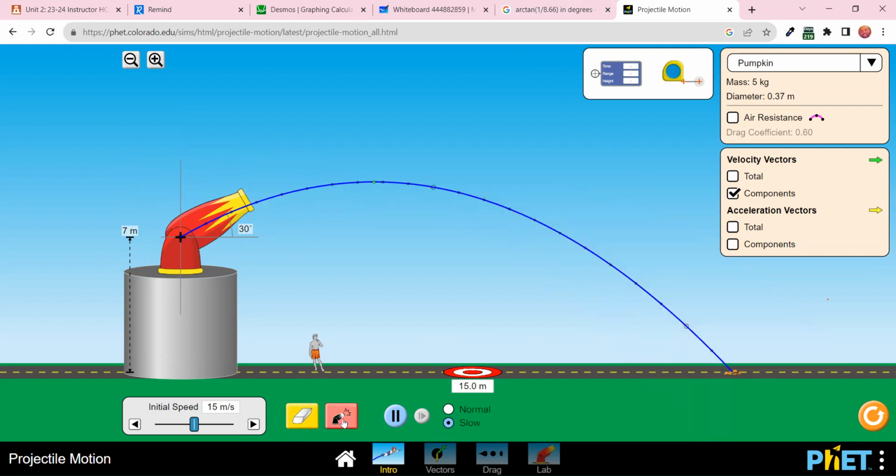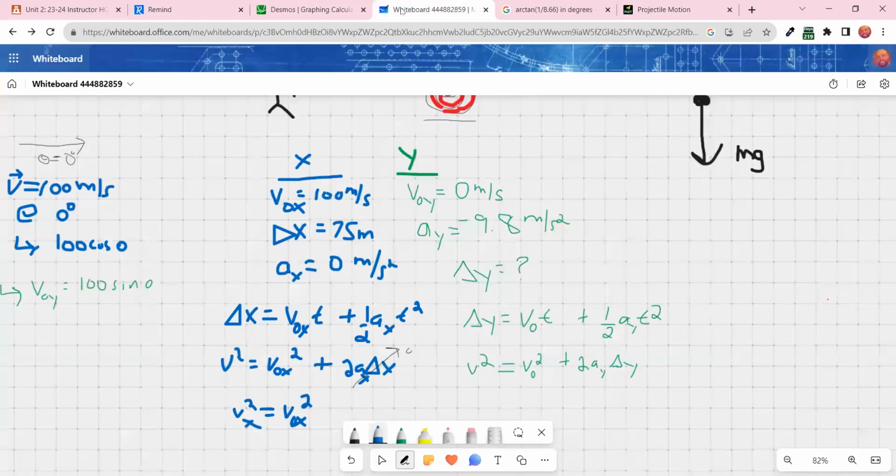What this means is my x velocity is constant. My initial x velocity is the same as my final x velocity, which is what I have over here. My vx squared is the same thing as my v naught x squared. But that tells me nothing. I've learned nothing new, so I can't use this equation. I'm going to use this equation.